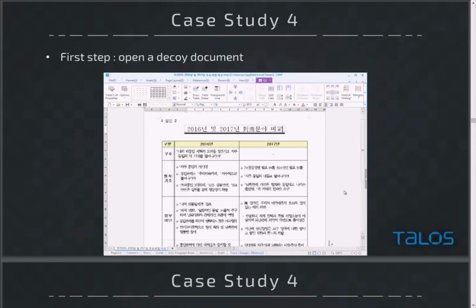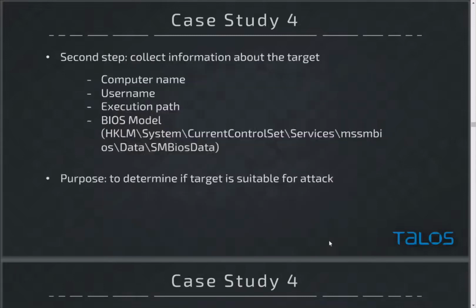I have more information about the document. What the payload does in the background: it gets the computer name, the username of the machine, the execution path, and the BIOS model. It used a really specific registry key to get the BIOS model. You can search on Google, and it was not really documented. I don't see a lot of malware that uses this specific key. So it's interesting. What is the purpose? Always the same: identify the target and be sure it's the real target.